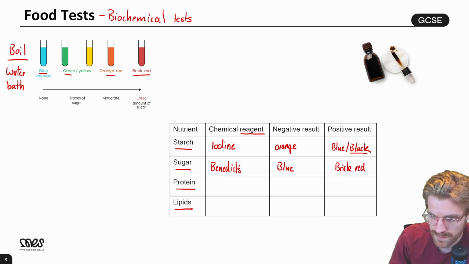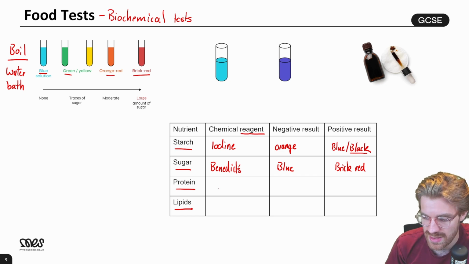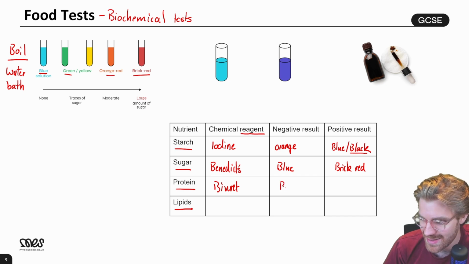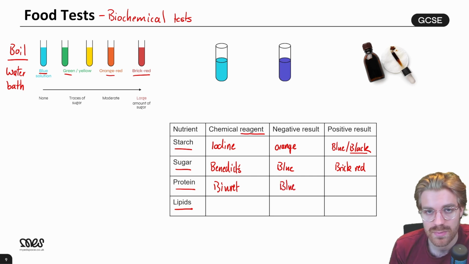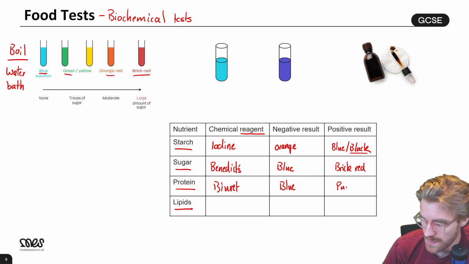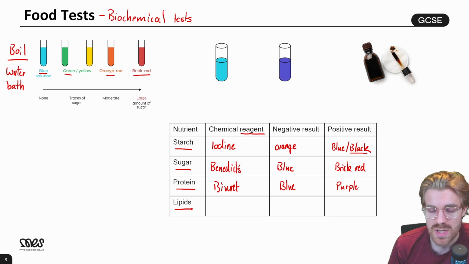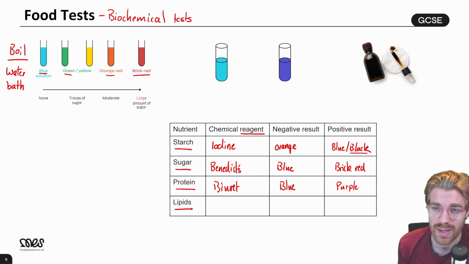Now protein, our next food test, is done using a Biuret reagent. And the Biuret reagent again starts as blue. Now this test is really easy to do. We just add some of the Biuret reagent and give it a shake. And if the protein is present, it will change to a purple colour. Sometimes we could say lilac as well.